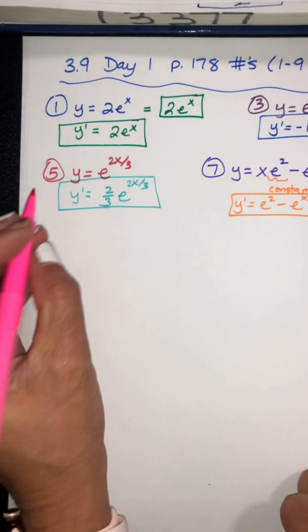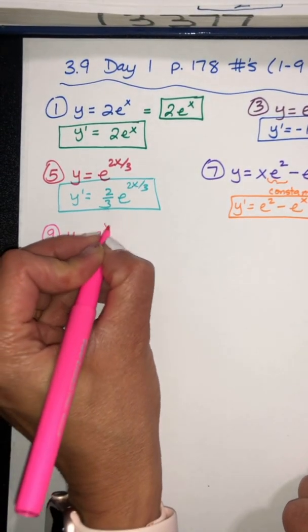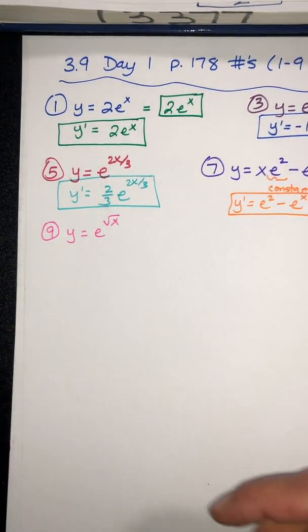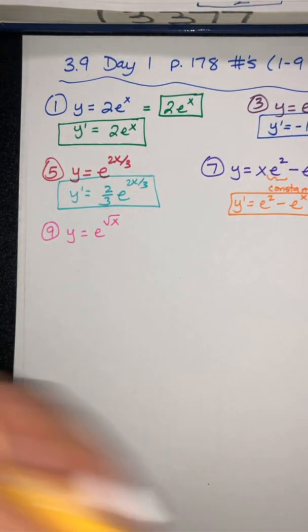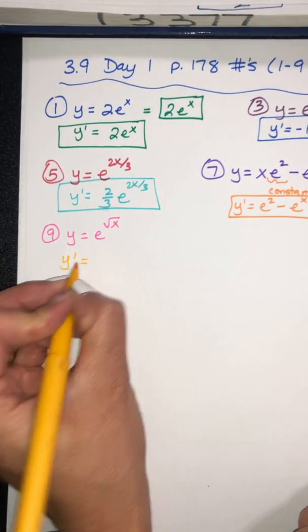Number 9, y equals e to the square root of x. Okay, so now we have a square root up there. Hopefully you guys can see this yellow. Yeah, I think you can. All right.